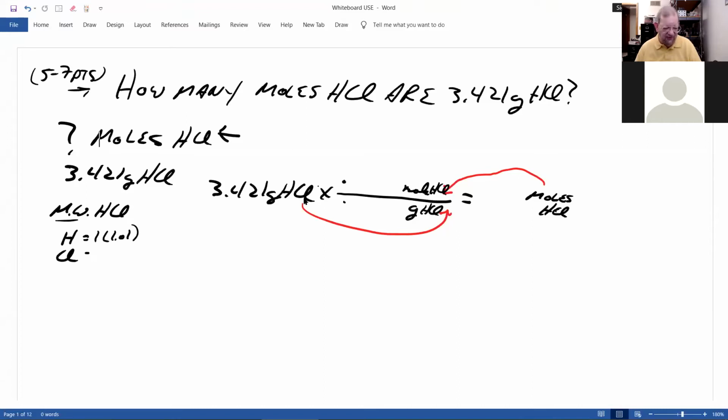I didn't have to do it this way. And 1 times 35.5. That's 1.01, 35.5. Add it up and you get 36.51. Now, it says use proper significant figures for all calculated answers.